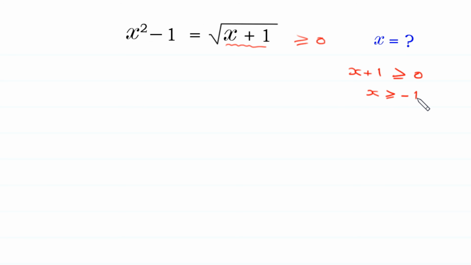And because the right side of this equation must be greater than or equal to 0, the left side, this expression x squared minus 1, must be greater than or equal to 0. If we move this negative 1 to the right side, then x squared must be greater than or equal to 1. So we have two conditions for the checking of solutions of this equation.